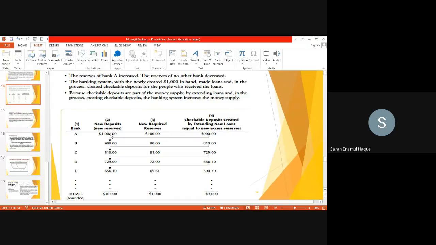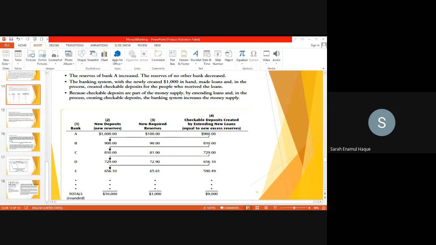$1,000 was deposited, right? In the bank, in bank A. From there, $100 were kept as required reserves, and the remaining money was kept as your excess reserve. We do the same thing here. Let's do the same thing. You will see the answer will be for 3,000.